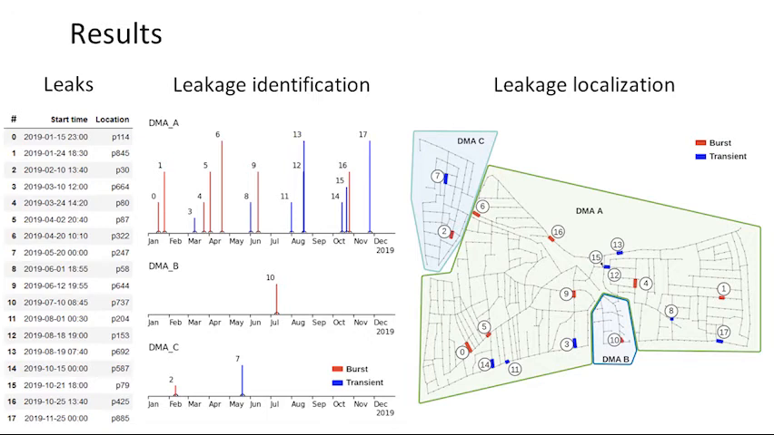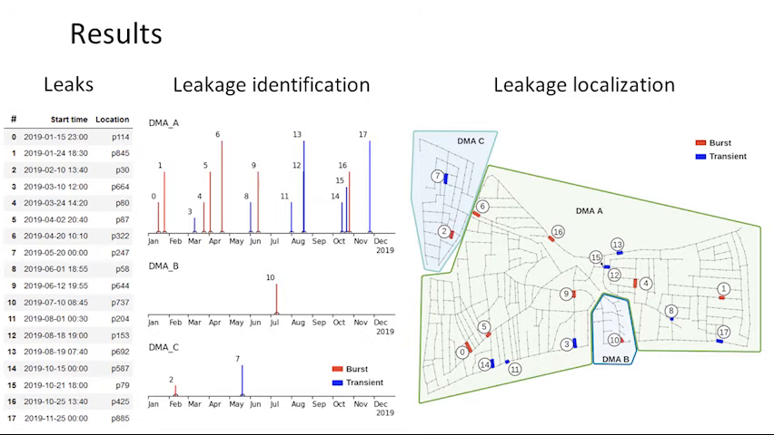For the dataset provided for this competition, we detected and localized a total of 18 leaks. The list on the left provides a complete overview of all leak start times and respective locations as they were identified by our method. Most of these leaks were located in the bigger DMA-A of the LTAR network. One was found in the lower DMA-B and another two in the upper DMA-C.